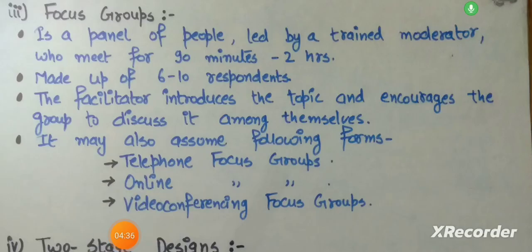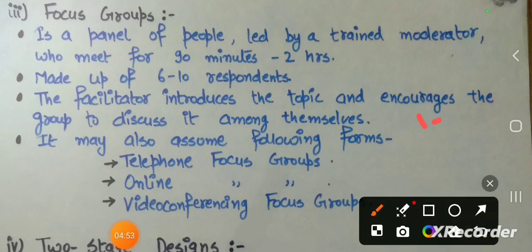Third exploration technique involves focus group. Focus group is a panel of people led by a trained moderator who meet for 90 minutes to 2 hours. The focus group is made up of 6 to 10 respondents. The facilitator introduces the topic and encourages the group to discuss it among themselves. It may also assume the following forms: the very first one is telephonic focus groups, next we have online focus groups, and next we have video conferencing focus groups. Focus group details are normally recorded.